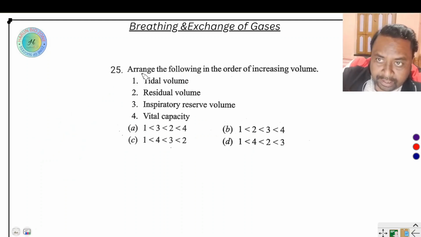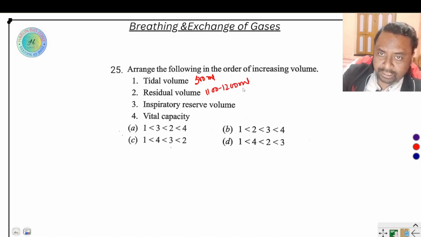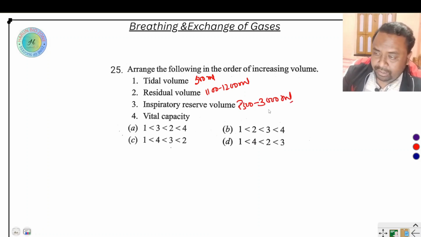Next question. Arrange the following in the order of increasing volume. That is tidal volume 500 ml, residual volume 1100 to 1200 ml, inspiratory reserve volume 2500 to 3000 ml and 4600 ml. So here 1, 2, 3 and 4. This is the correct option.